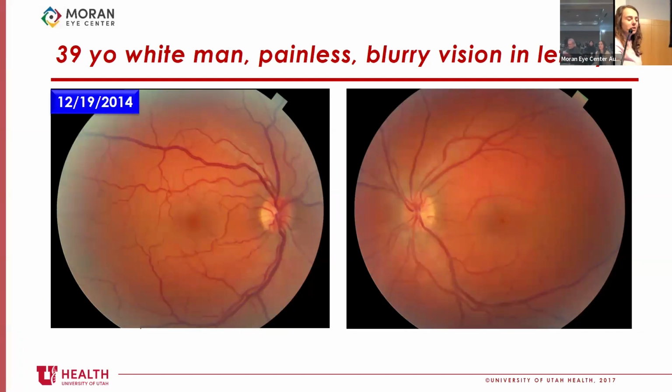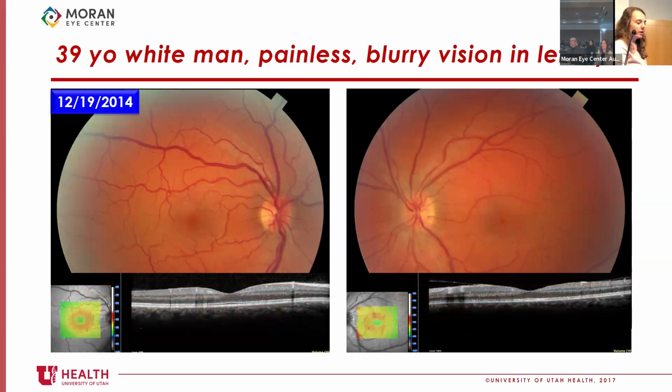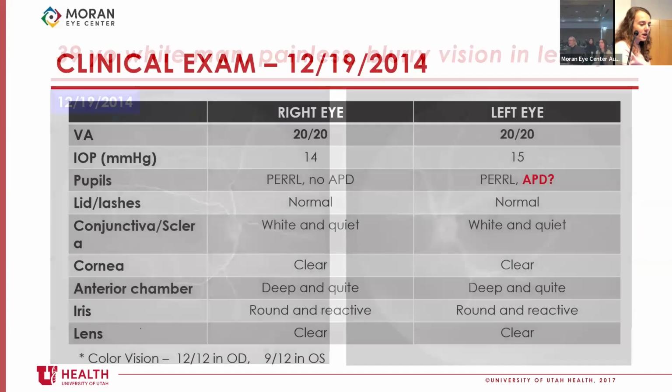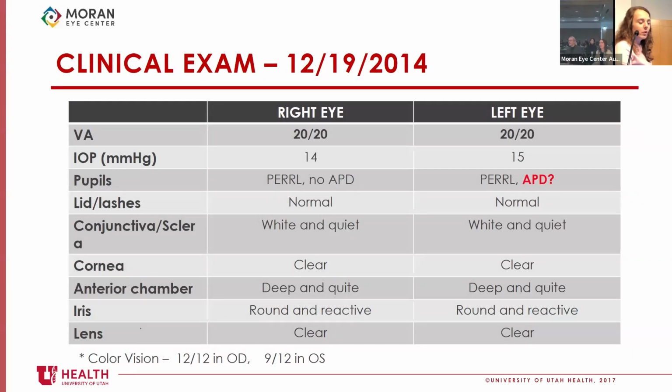As we see here in the initial presentation, the right eye color pictures were pretty much unremarkable, and the left eye showed disc edema without any hemorrhages and no vitreous haze. OCT was normal in both eyes, and fluorescein angiography at that time showed minimal disc staining inferiorly in the right eye, otherwise unremarkable, and the left eye showed optic disc leakage with leakage from the perivasculature, especially at the major arcade veins. Visual acuity was 20/20 in both eyes.